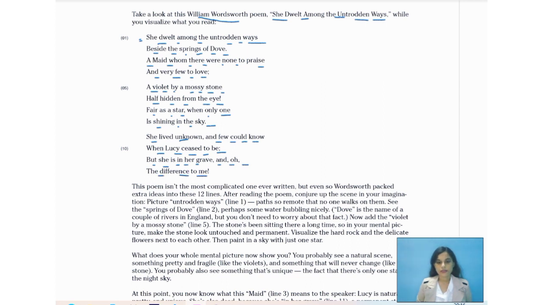So over here, this is not the most complicated poem ever written, but even so, Wordsworth packed extra ideas into these 12 lines. All the ideas are packed in these 12 lines by William Wordsworth. After reading the poem, you have to conjure up the scene in your imagination, just the way I have told you. While reading a poem, you should imagine all those things in your mind.